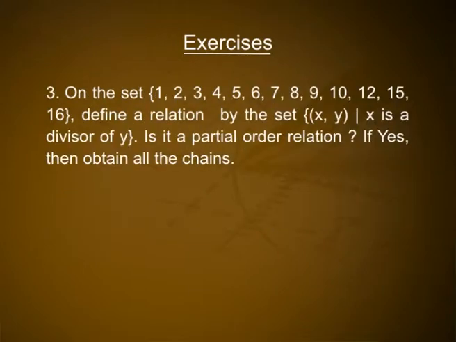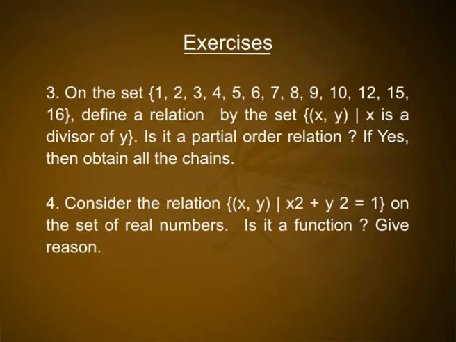On the set of all elements 1, 2, 3, 4, 5, 6, 7, 8, 9, 10, 12, 15, 16, define a relation by the set of all ordered pairs (x, y) such that x is a divisor of y. Is it a partial order relation? If yes, then obtain all the chains. Next, consider the relation, the set of all ordered pairs (x, y) such that x square plus y square equals 1, on the set of real numbers. Is it a function? Give reason.